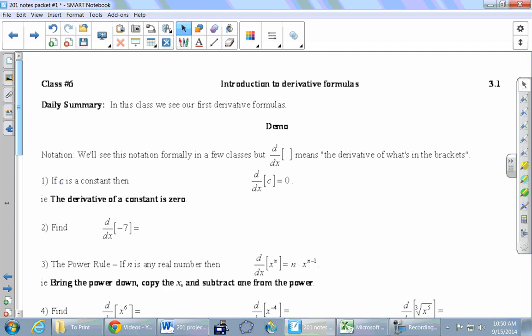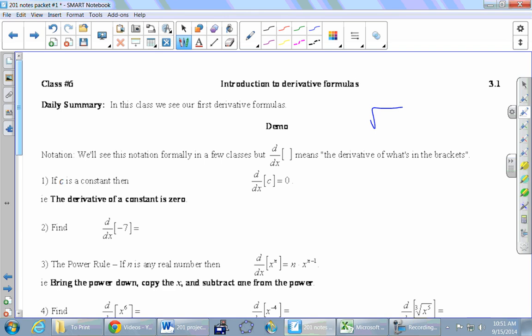Thank you. All right. So the demo starts with something about notation. It says we'll see this notation in a few classes, but that d over dx and then the bracket is just going to mean the derivative of whatever is inside the bracket. We'll have more practice with it soon enough, but you see that and it just means the derivative of. Just like this symbol means, how would you read this out loud? The square root of, right? And then you'd be looking for what number is inside. So that means the derivative of whatever's inside.